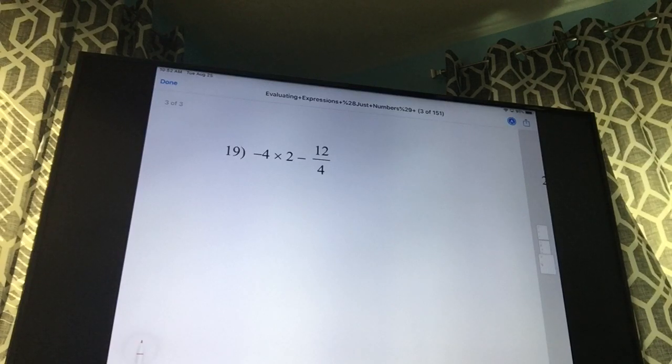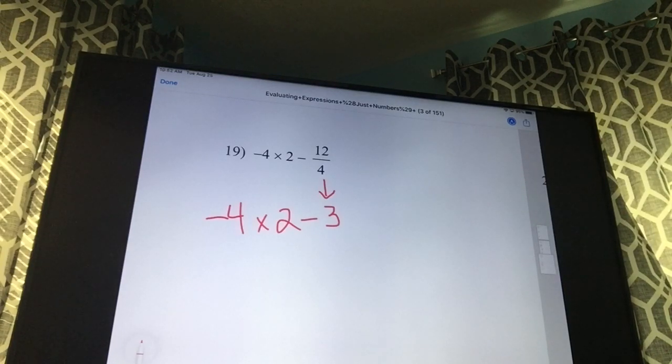Okay, same thing, 19. It says negative 4 times 2 minus 12 over 4. We need to simplify that fraction first. And a fraction just means divide. So 12 divided by 4 is just going to give you 3. Okay, so now you got negative 4 times 2 minus 3. And now we need to do our order of operations to figure out what we got to do first.